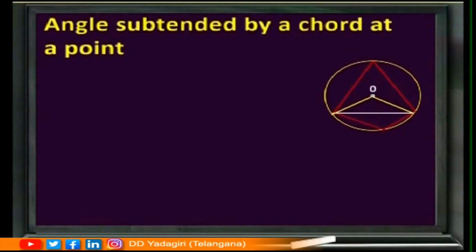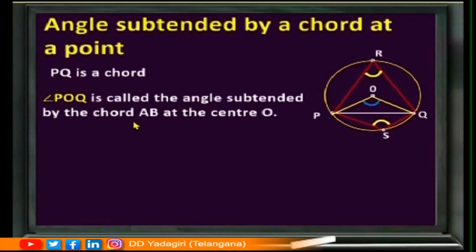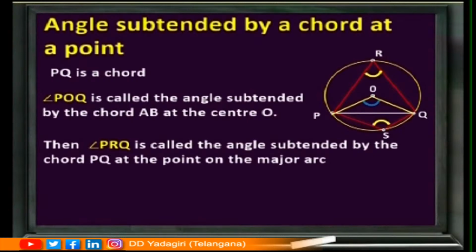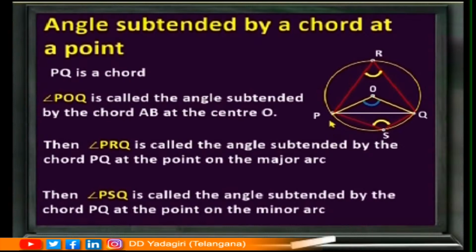Now, let us see the angles subtended by a chord all together once. PQ is a chord, and this is the angle on the minor arc, this is the angle on the major arc, and this is the angle at the center. POQ is called the angle subtended by the chord PQ at the center O, PRQ is the angle subtended by the chord PQ at the point on the major arc, and PSQ is the angle subtended by the chord PQ at the point on the minor arc. So, depending on whether the point is on the major arc, on the minor arc, or at the center, we name the angle accordingly.